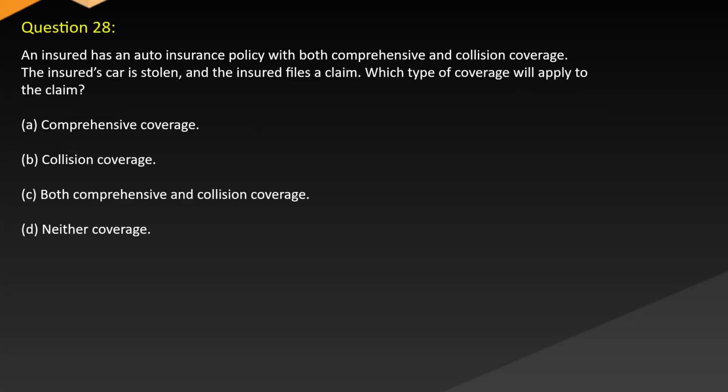Question 28. An insured has an auto insurance policy with both comprehensive and collision coverage. The insured's car is stolen and the insured files a claim. Which type of coverage will apply to the claim? A. Comprehensive coverage. B. Collision coverage. C. Both comprehensive and collision coverage. D. Neither coverage.